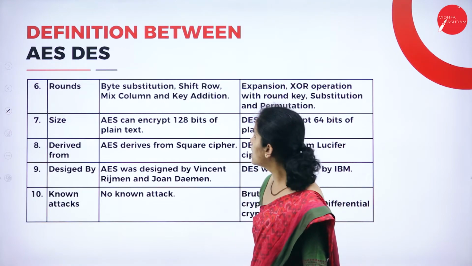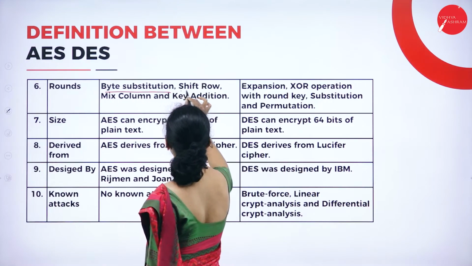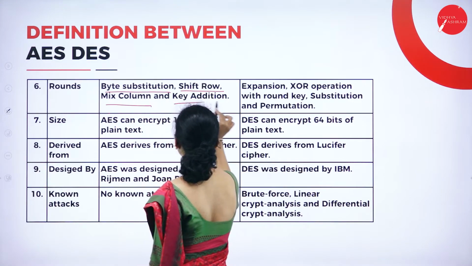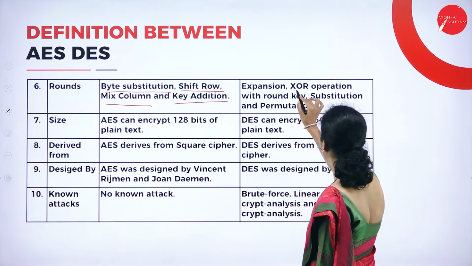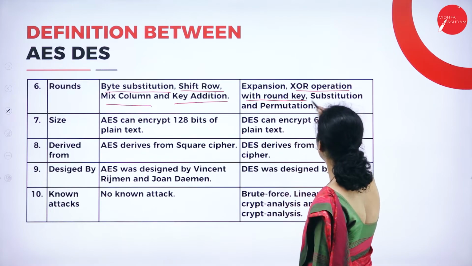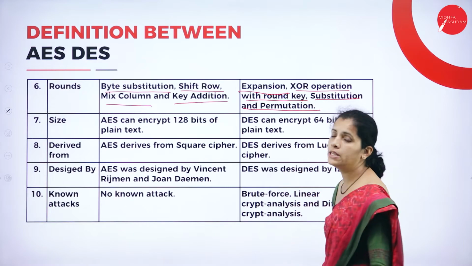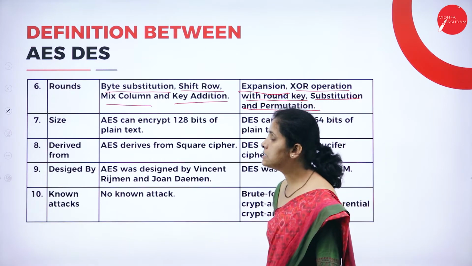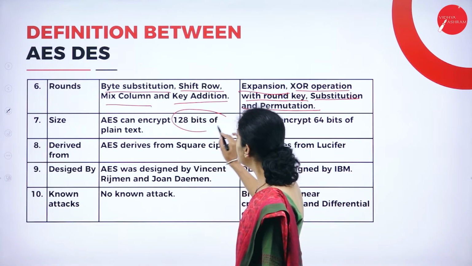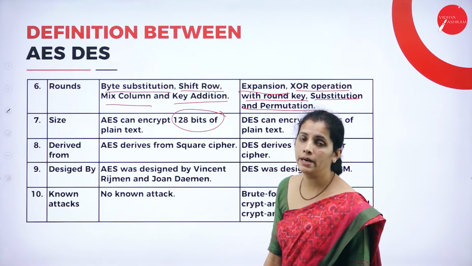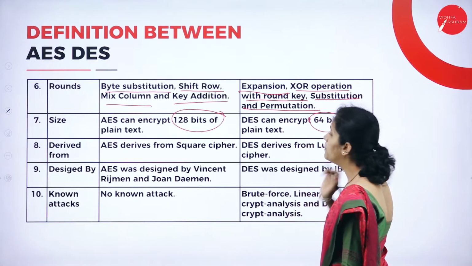And if I consider rounds under AES, I'm going to have byte substitution, shift row, mix column and key addition. And if I go with DES, I'm going to have XOR operation with round key, substitution and permutation, as well as the expansion. And if I consider the size of the plain text, under AES it is 128 bits, and under DES it is 64 bits.